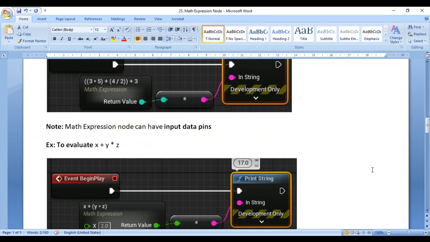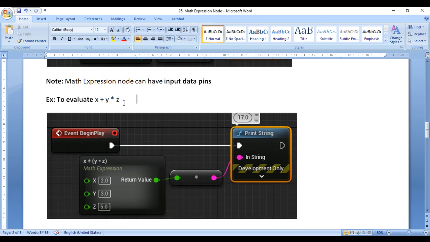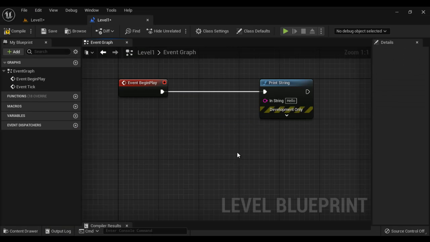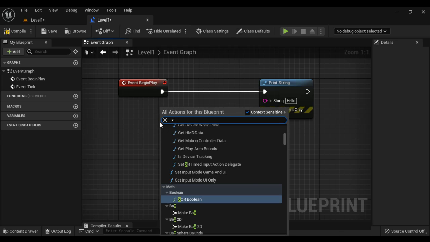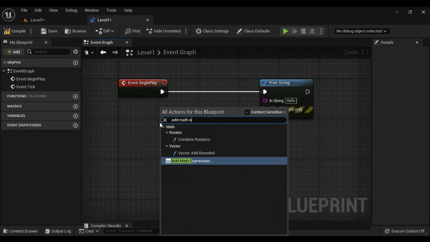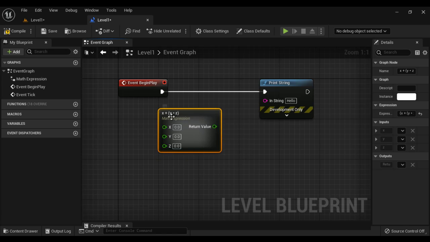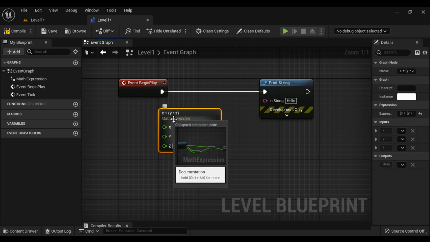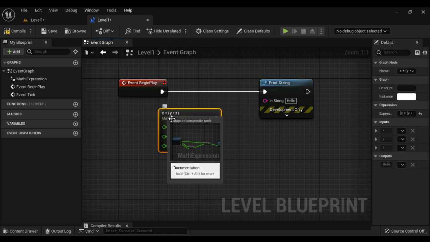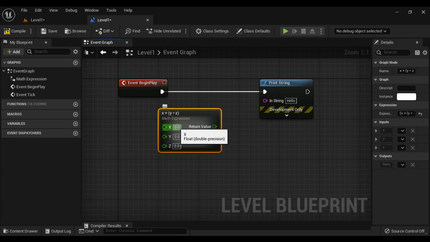So let's see an example here. I have x plus y multiplied by z. So x, y, z are converted to data pins. You can see here. Let's delete this. Right click and say add math expression node. I say here x plus y multiplied by z. If I hit enter, you can see that as per the BODMAS rule, it has rewritten the expression x plus, in brackets, y multiplied by z. And here I can give the value 2 plus 3 multiplied by 5.